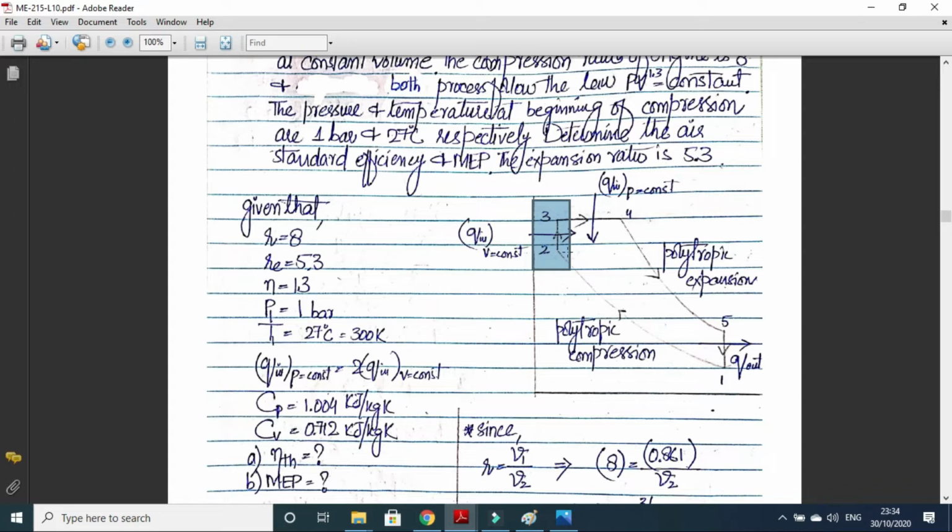Now for 1 to 2, will it be Q in or Q out? When you compress gas, it becomes hot, and heat always flows from high temperature to low temperature. So there will be Q out during process 1 to 2. Similarly for 4 to 5, at point 4 the temperature will be maximum, the air will be hot. So again the heat will flow from high temperature to low temperature, that is, heat will flow from the system to the surroundings. So process 4 to 5 will also have heat out.